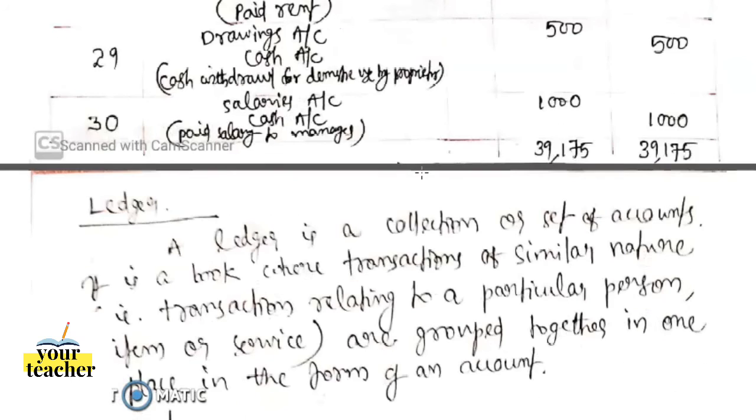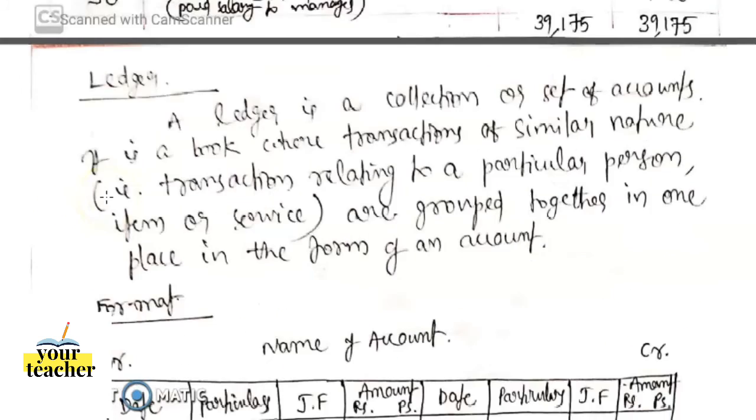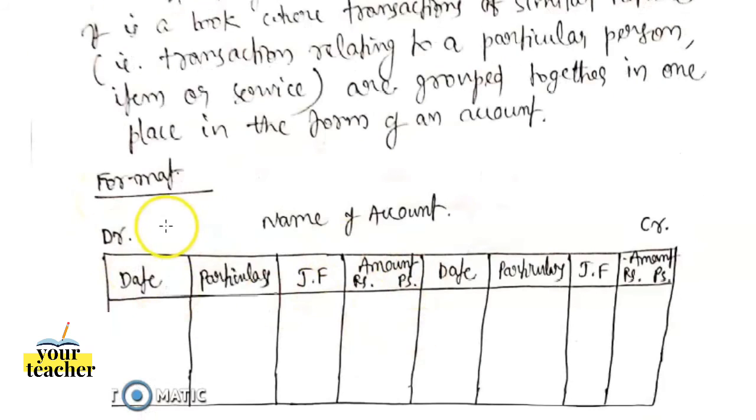Now you can consider what is called a ledger. Within the accounting cycle, first is your business transaction, then your journal entry, and then you have the ledger entry. A ledger is a collection or set of accounts. It is a book where transactions of similar nature, that is transactions relating to a particular person, item or service, are grouped together in one place in the form of an account, which means a ledger contains a number of accounts.